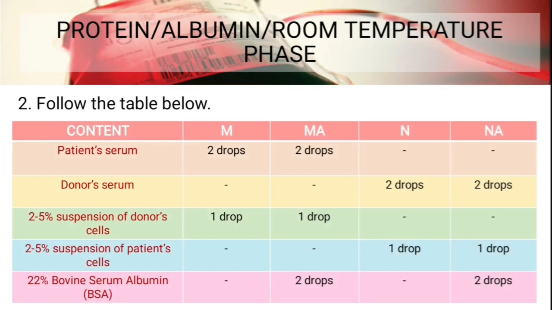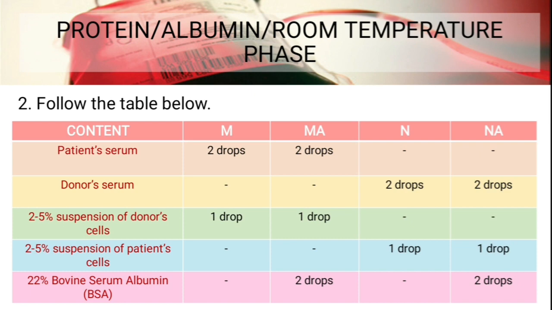Next, follow the table below, wherein M stands for major cross-match, so patient serum plus the donor's red cells. MA stands for major cross-match with albumin. N stands for minor cross-match, in which patient's red cells plus the donor serum. And NA is our patient's red cells plus donor serum with albumin.